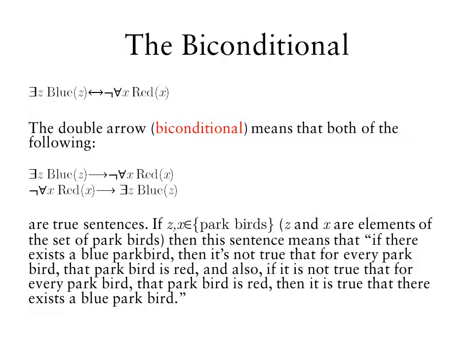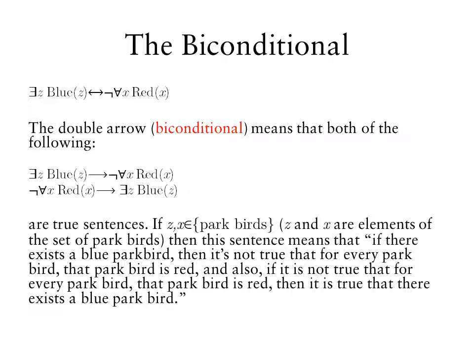Now you might notice that while the top sentence, like we said before, was true, the sentence on the bottom, the opposite of it, isn't true, right? Just because it's not the case that for all X, X is red, that doesn't imply that there's some X that's blue, right? It could be that all of the X's are yellow. It could be that every park bird is yellow.